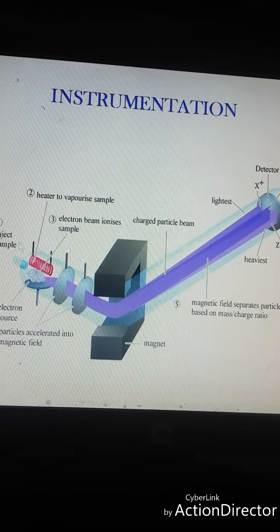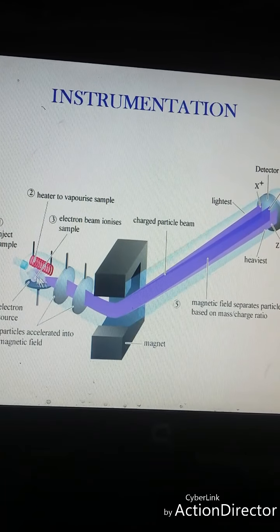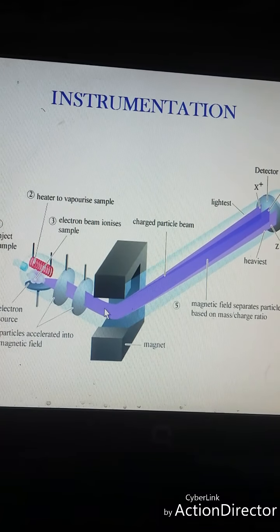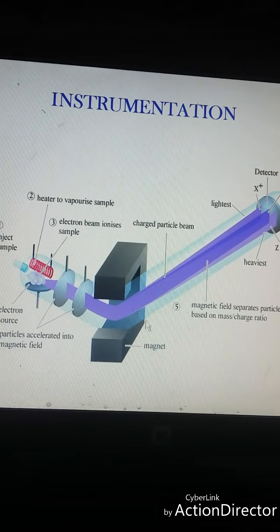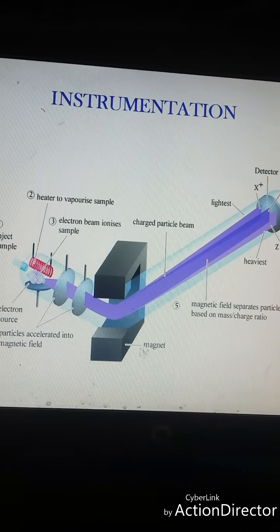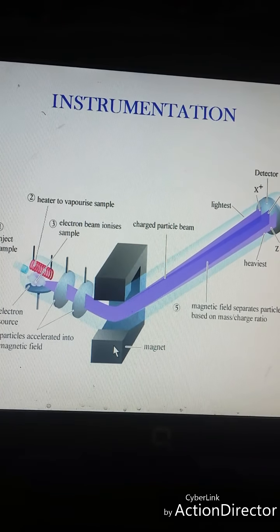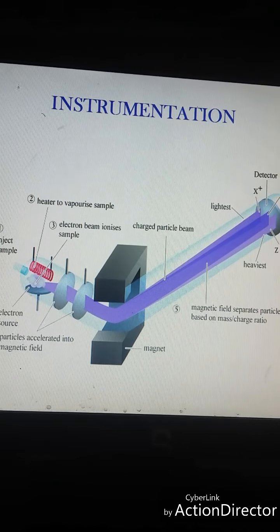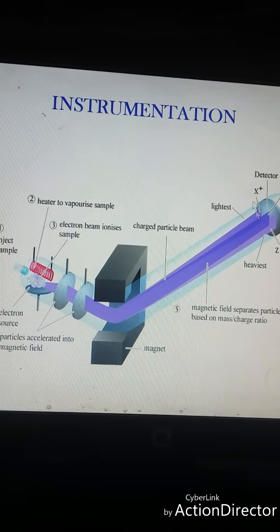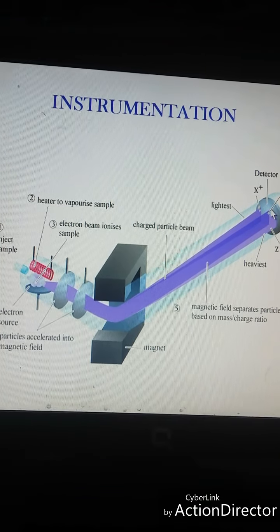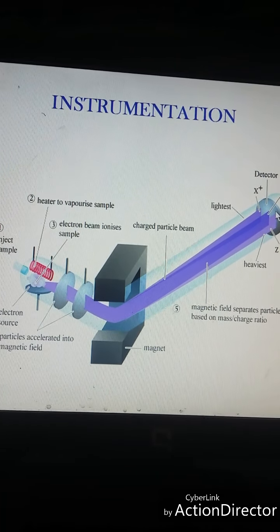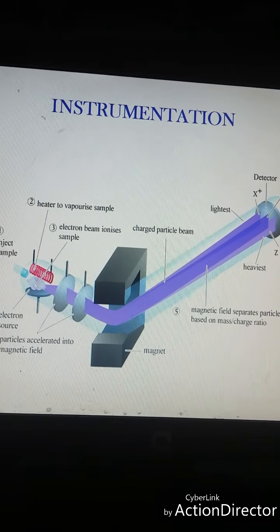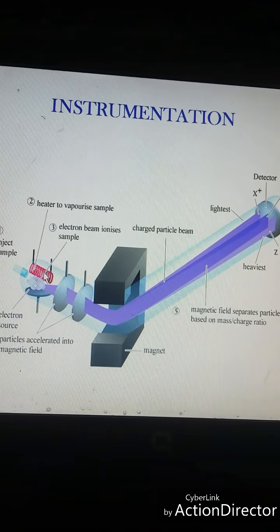Now there are a series of charged plates, so particles will be accelerated, and then they will be subjected to what is known as the magnetic field. Depending on the mass, heavier and lighter fractions will be separated, which will be converted into electrical signals by the detector, and finally it is recorded by the recorder. So this is how the mass analyzer is used.